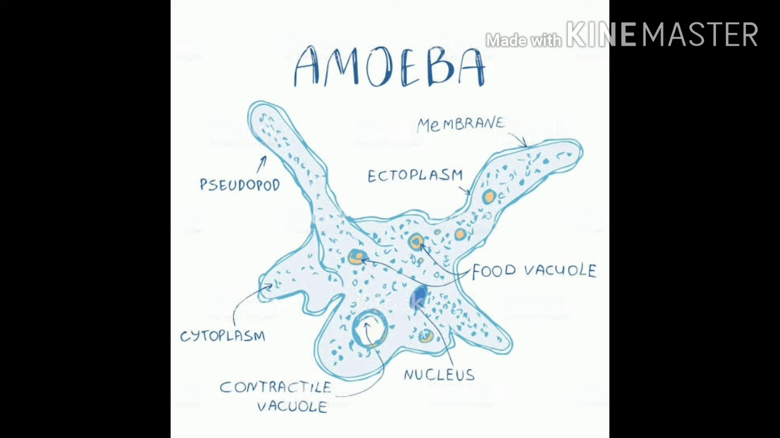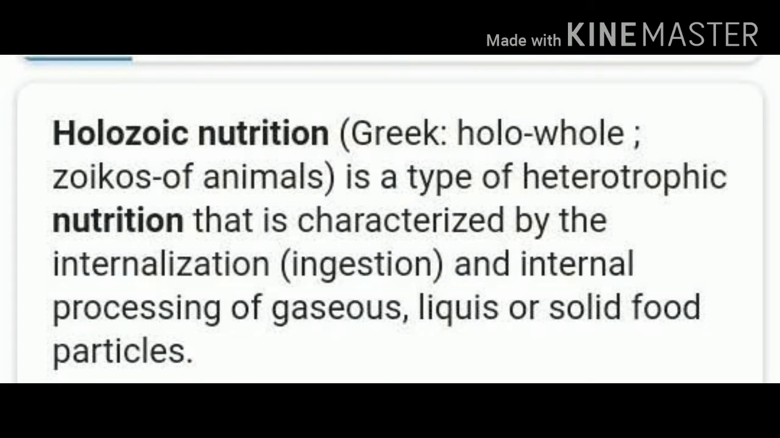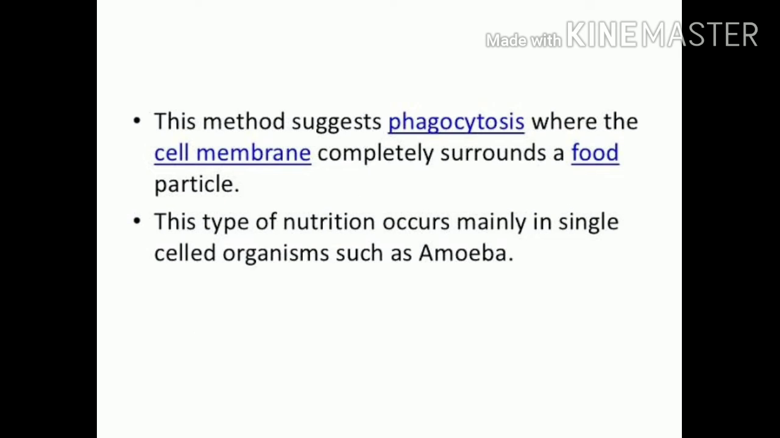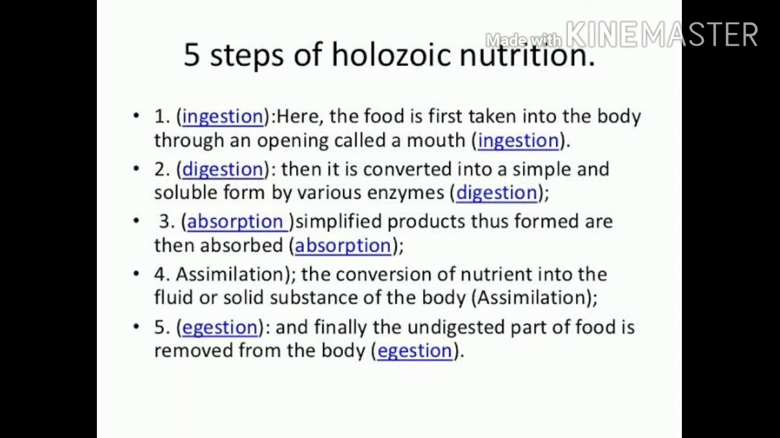Now, amoeba undergoes a holozoic kind of nutrition. Now, what do we exactly mean by holozoic nutrition? Holo means whole and zoic means animal. That means it has a heterotrophic kind of nutrition. This holozoic kind of nutrition in amoeba suggests the phagocytosis method of nutrition, where the cell membrane completely surrounds the food and then it gets engulfed and digested inside the amoeba body itself.